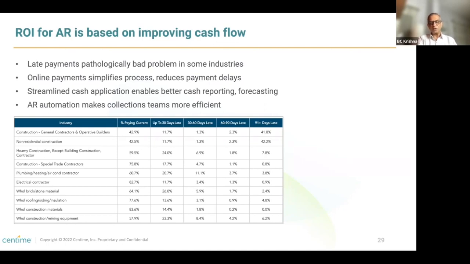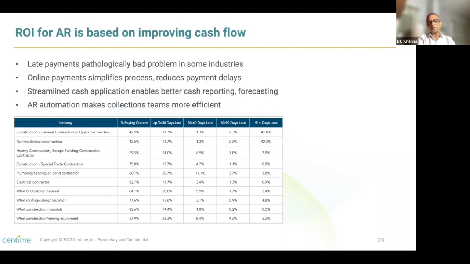And I think that we're seeing this trend get pathologically worse. Late payments are a pathologically bad problem in some industries. People just take suppliers for granted. It's back to that power dynamic. I can pay late, so I will pay late. We'll see what happens. Online payments do simplify the process. They reduce payment delays. We talked about streamlining cash application, and of course, the automation makes collections teams much more efficient. So those are major components of making the ROI for accounts receivable as well.